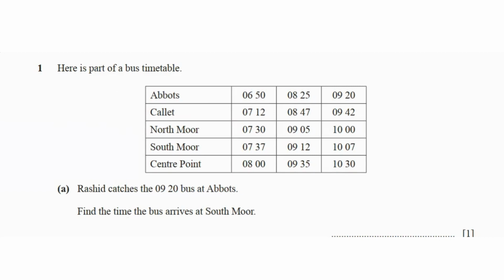So 9:20 at Abbots is going to be this time. So for Southmore, the bus would arrive at 10:07.